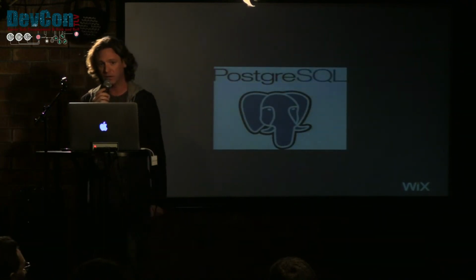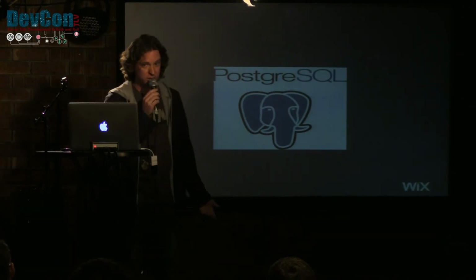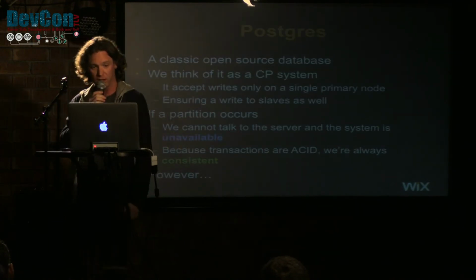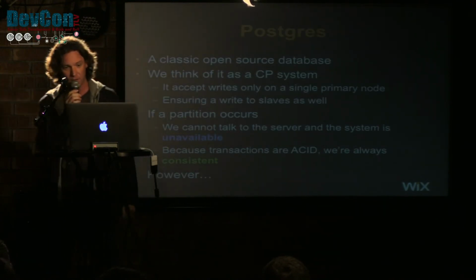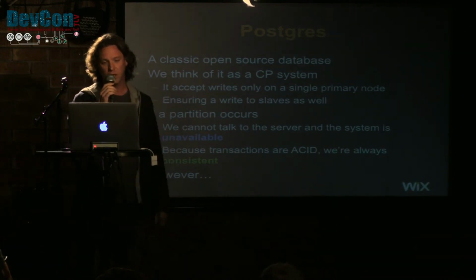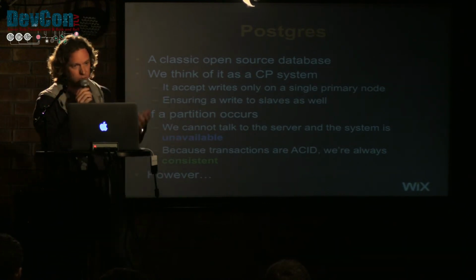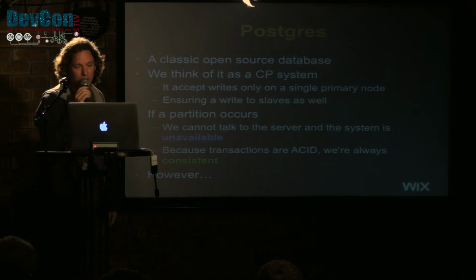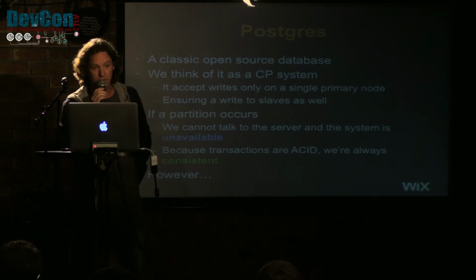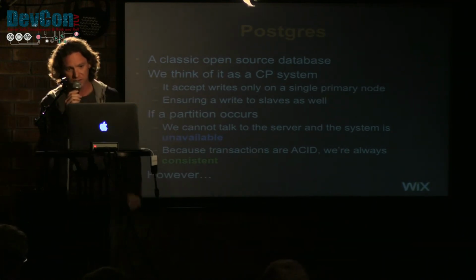So let's take a very simple example, Postgres. Postgres is an SQL engine. It's a consistent system. Actually, thinking about it, not a CP, it's a CA, because it's a single node, and it's highly available, or considered to be highly available, considered to be consistent, and it accepts writes only on a single primary node and ensures that writes are written to slaves as you write.